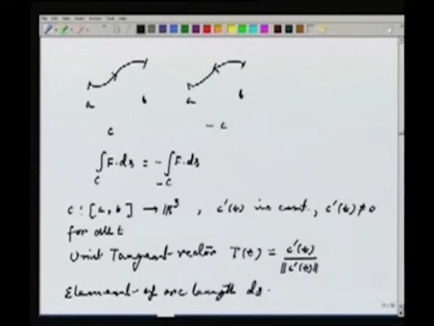ds, that I know is the norm of C prime t dt, because I know that this is the square root of x prime t squared plus y prime t squared plus z prime t squared. This is a result which we have proved while talking about the length of curves.